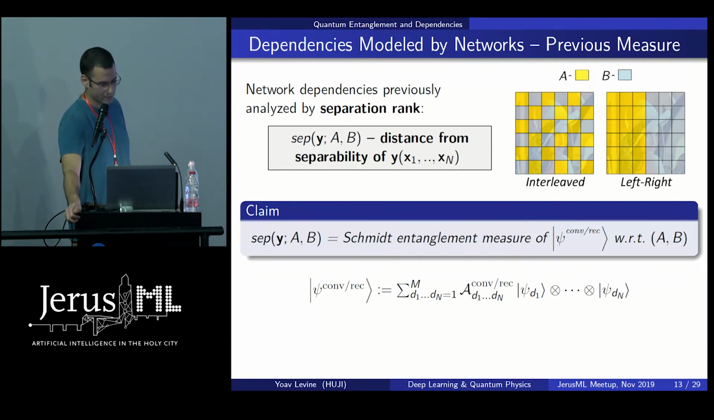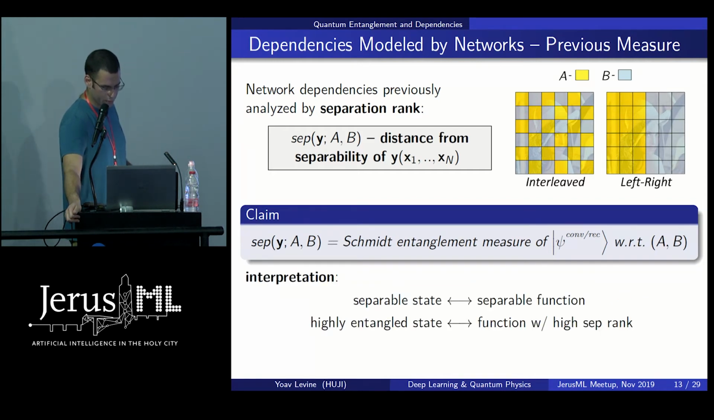So the previous measure was the distance from complete multiplicative separability. A multiplicatively separable function is one which models a function of, for example, the left side of the image, times a function over the pixels in the right side of the image. And we've shown, and the distance from this separability was used in previous works, in order to quantify the network strength relative to a certain partition.